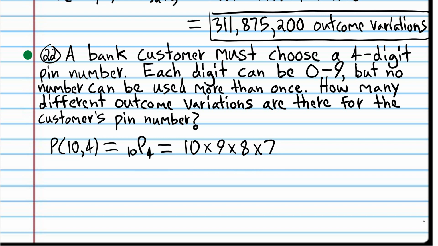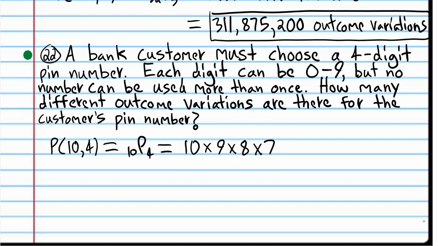Now, where does the 4 come in? We're supposed to choose a 4-digit. I don't see a 4 here. Well, 4 is 1, 2, 3, 4. So we're choosing 4 things, and we have 10 options for the first choice, 9 for the second, 8 for the third, and 7 for the fourth.